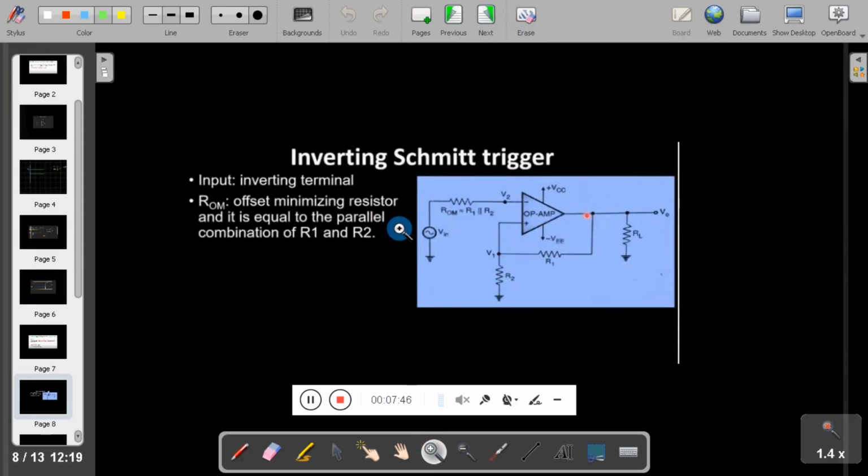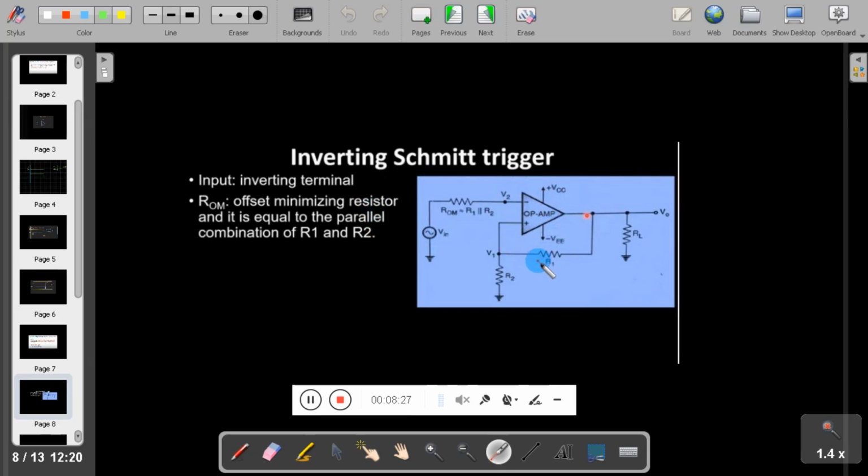In case of the inverting Schmitt trigger, the voltage source is connected to the inverting point, that is the negative terminal of the operational amplifier, and there is a feedback from the output to the input at the positive terminal of the operational amplifier. You can see here the feedback is connected from the output to the positive terminal. This voltage is called the feedback voltage, and this is the input voltage. The input voltage source is connected to the negative terminal. So similarly we can define the inverting Schmitt trigger.